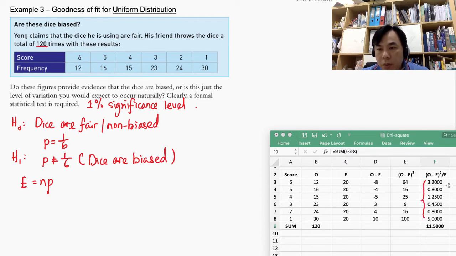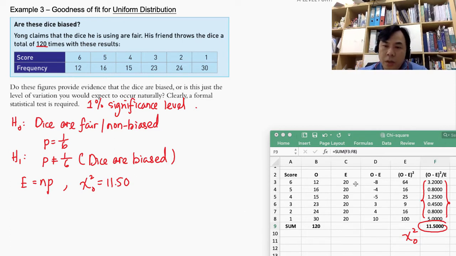So don't forget, we have to sum all of this up. And then this value here that we obtain is what we call the observed chi-square value. So our observed chi-square value, I'm going to write it down here, is 11.50. That's the observed chi-square value, right?